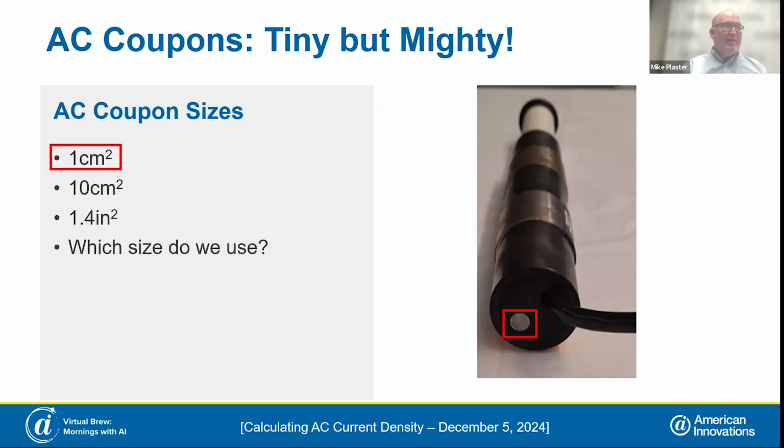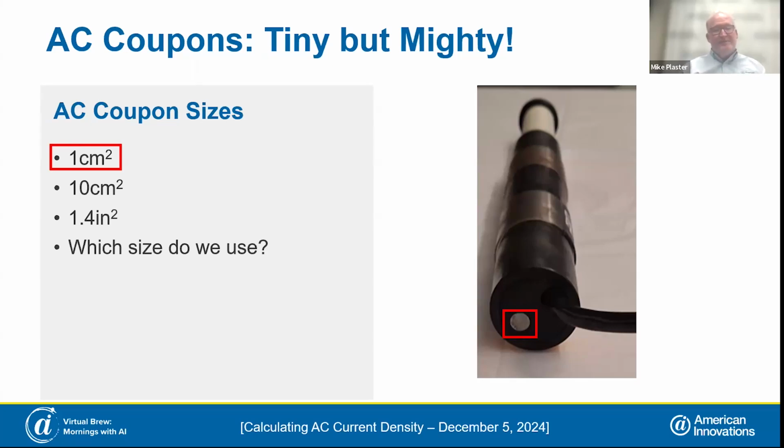The reason for that is you want to use a smaller coupon to take that AC current density, because as you get into those larger coupons, such as 100 centimeter squared, there's a spreading resistance. And over time, that makes your manual reading a little bit inaccurate. So you want to use those smaller coupons, and you need to know the size of that coupon.